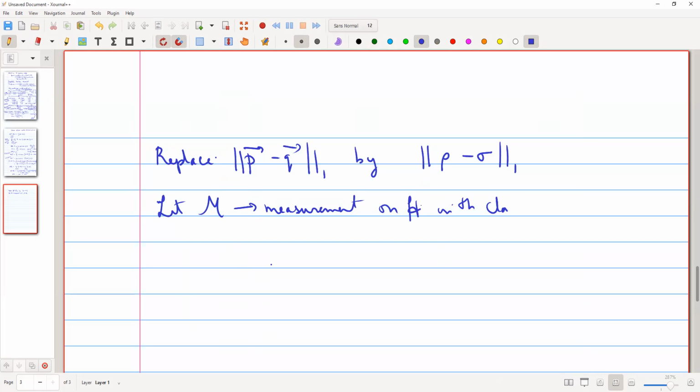Let M be a measurement on the Hilbert space H, with classical outcomes. So I'll index them by X. So what do we mean by that? So M is given by this set of measurement operators.